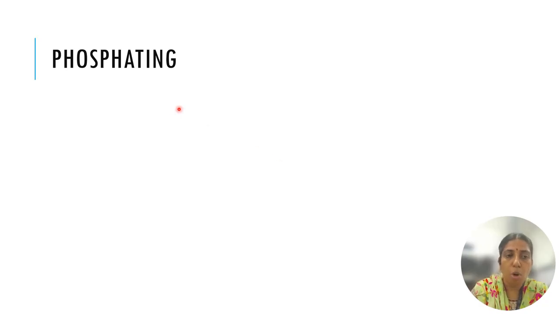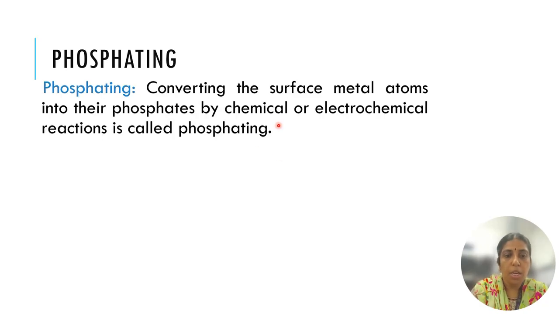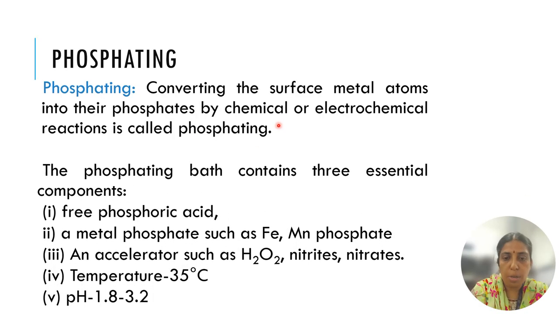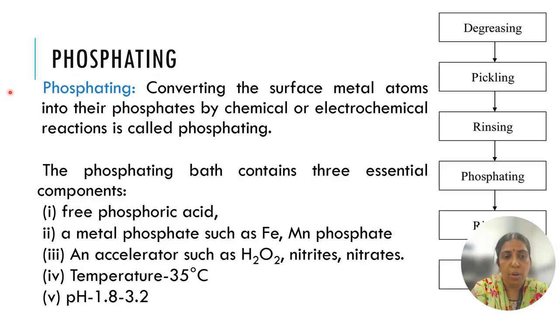Next is phosphating. Phosphating is a process similar to anodization, where a phosphate coating is applied on the surface to protect our material. Converting the metal surface atoms into their corresponding phosphates, like iron phosphate and similar other phosphates, by chemical or electrochemical reaction is known as phosphating.